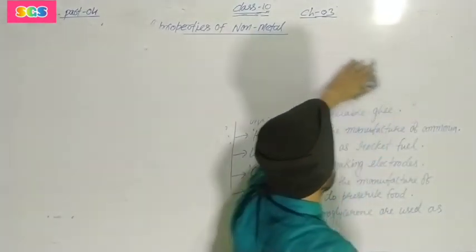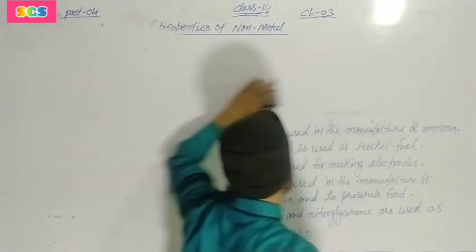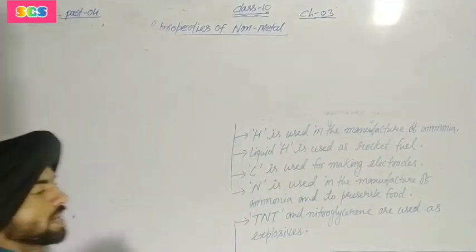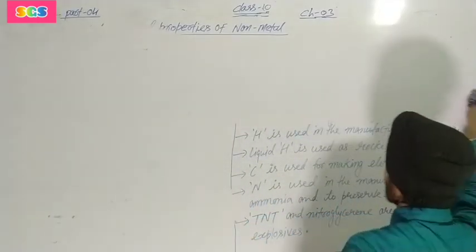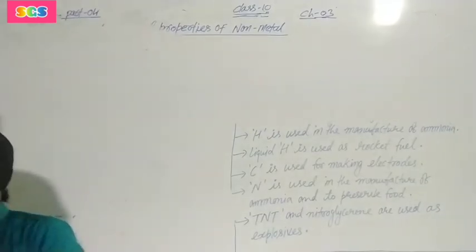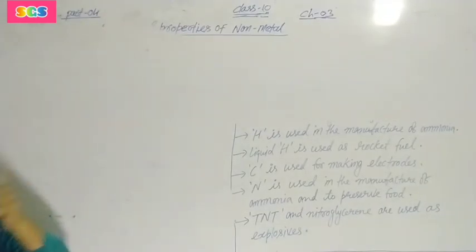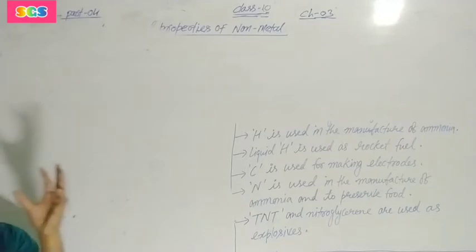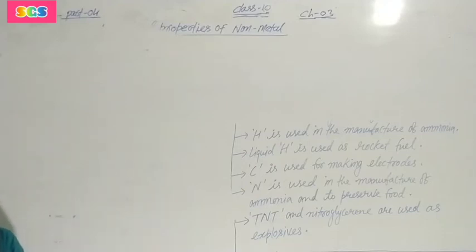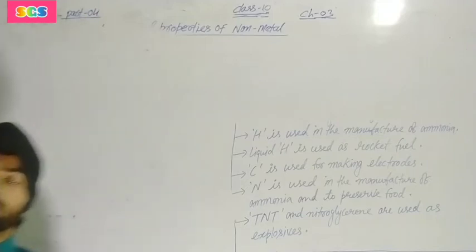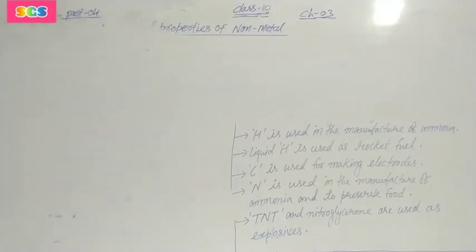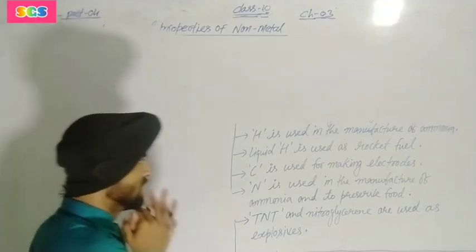In the previous topic we have just read that hydrogen is used in the preparation of what? Ammonia. Nitrogen combines with hydrogen. You have just seen the chemical properties of nonmetals: when any nonmetal combines with hydrogen, it forms covalent hydrides. There I gave the example of nitrogen reacting with hydrogen to form what? Ammonia, that is NH3. NH3 is formed by the synthesis of nitrogen and hydrogen. So nitrogen and hydrogen are the nonmetals used in the manufacture of what?